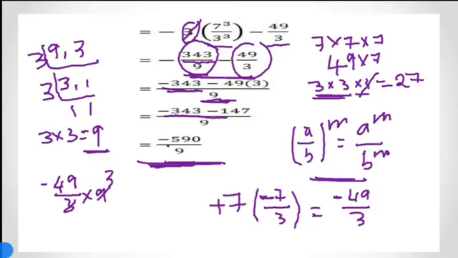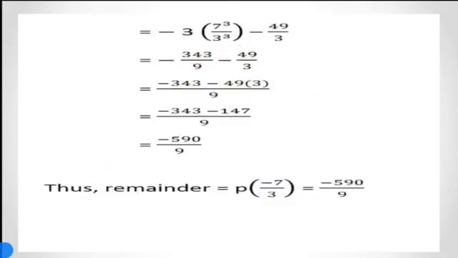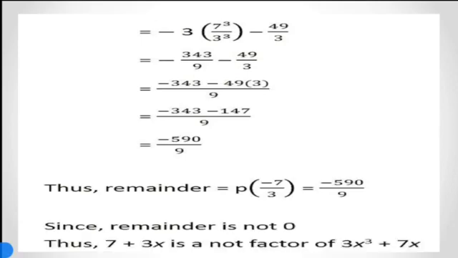Thus the remainder p of minus 7 by 3 is equal to minus 590 divided by 9. So the remainder is not 0. Thus 7 plus 3x is not a factor of 3x cube plus 7. So this is our solution.